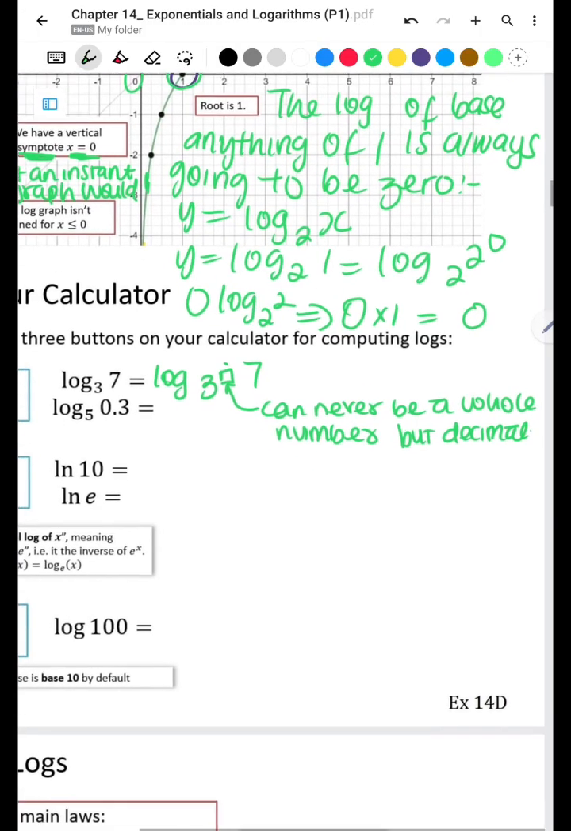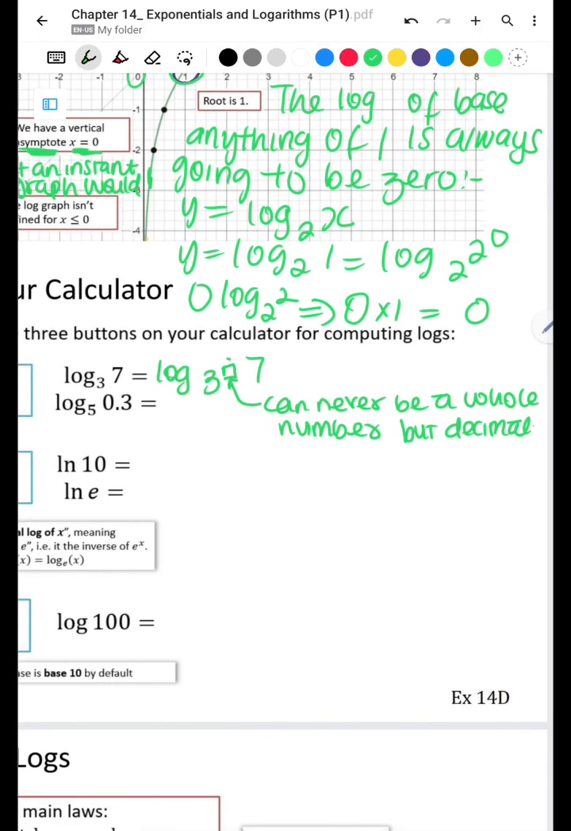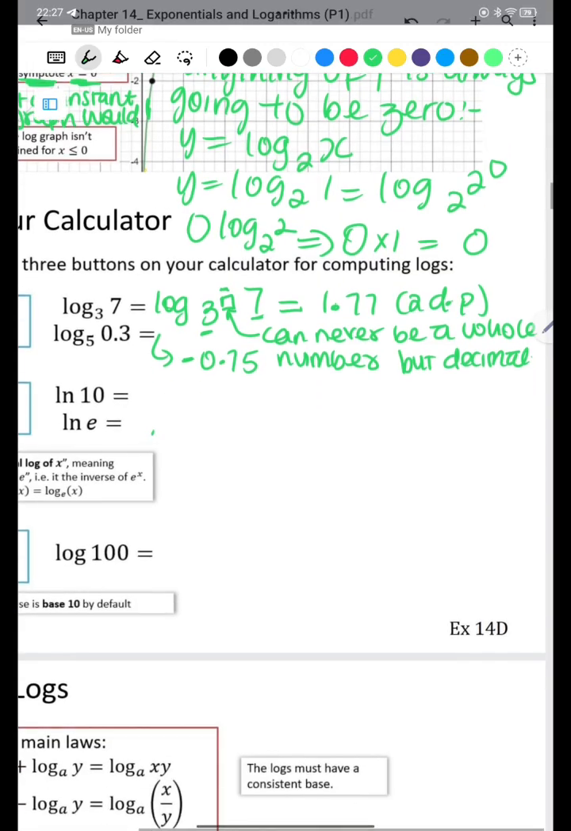So the interesting part of this is we can use a calculator to solve this. Using my calculator to get the value of the power, 3 to the power of what would give me 7, and that gives me 1.77 to 2 decimal places. Same thing as here, we have negative 0.75 to 2 decimal places.